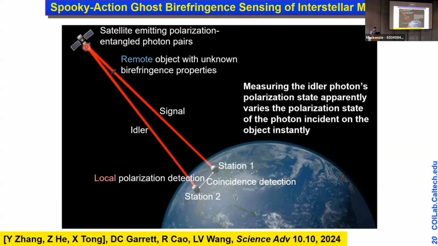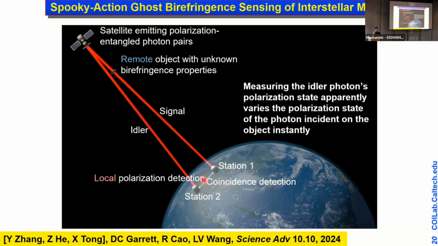But if you use entangled photon pairs, all you have to do is have an entangled photon source. You just beam pairs to your ground stations. And all you have to do is change your analyzer angles, alpha and beta, like what we did. The interesting part is you can actually perform birefringence measurement, right? All you have to do is use coincidence detection.